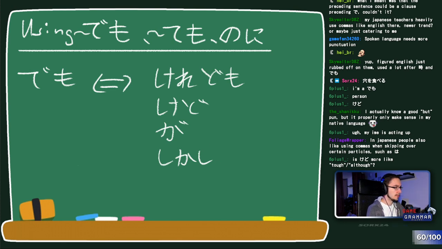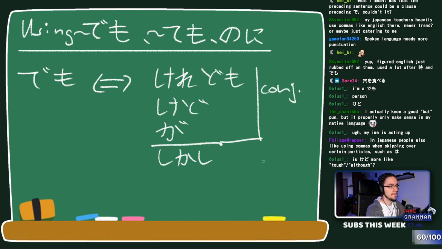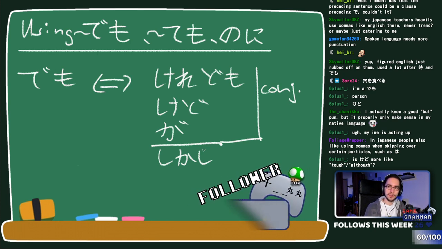So actually, maybe except for shikashi, I think shikashi would be the exception to that. But these ones here, these are all straight up conjunctions, so I'll call them conjunctive. You can connect the clause right away with keredo, kedo, or keredomo, ga. Those all work. You can pluck those immediately after a verb or a predicate.